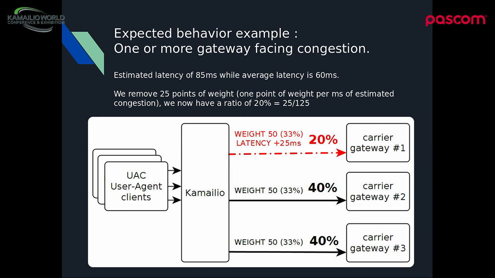So what's the expected behavior? In fact, I just explained it. Let's take a fictive example where we have an estimated latency of 85 milliseconds, and we know that this gateway should perform at 60, because since it was running, it was showing 60. So we know suddenly it's slower. And so we do what I said, we remove 25 points from the weight. And as we see with this example with 3 gateways, only one of them is showing latency. So suddenly, it will just receive 20%, and the traffic will start to move away from it.